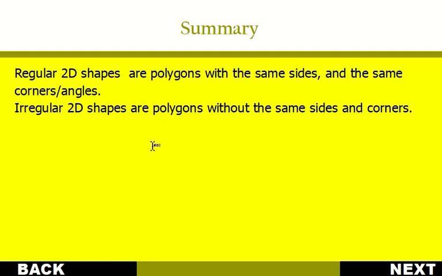I hope you have understood. Whenever somebody asks you, you will keep in memory and tell the person that regular 2D shapes are polygons with the same sides and the same corners. And here corners are also angles. Whereas irregular 2D shapes are polygons without the same sides and corners.